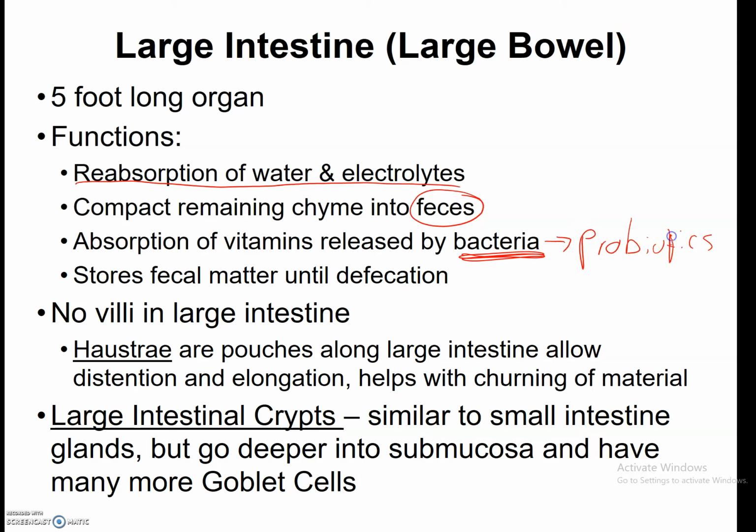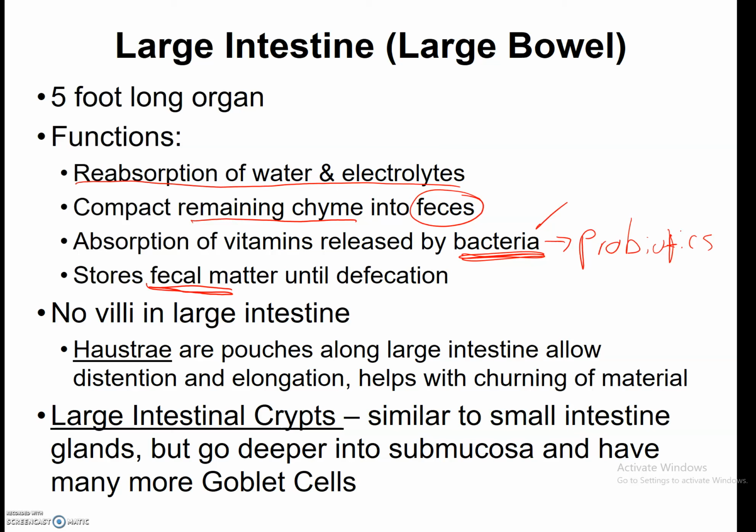And they really like to eat things that are basically leftover bits of fiber from the chyme that we've consumed. So this is where some of that non-digestible fiber gets consumed by bacteria, and the bacteria produce other compounds that are very healthy for us. The large intestine also stores the feces or fecal matter until defecation happens.